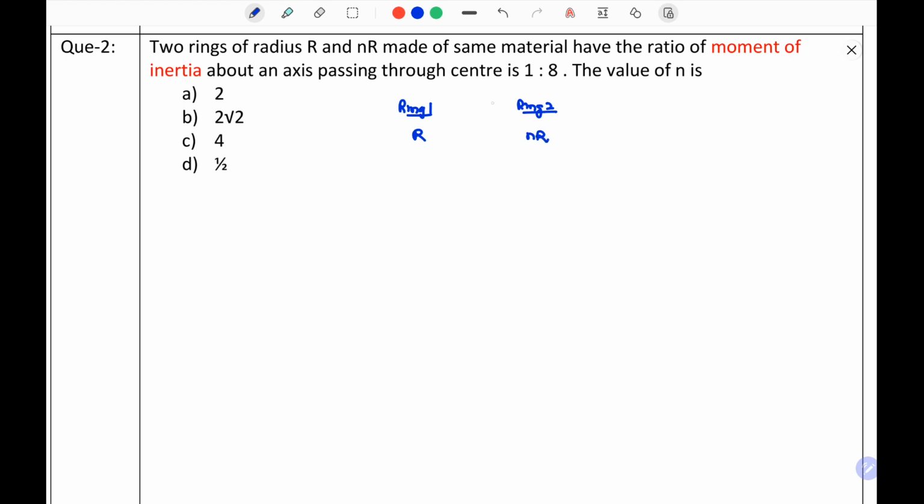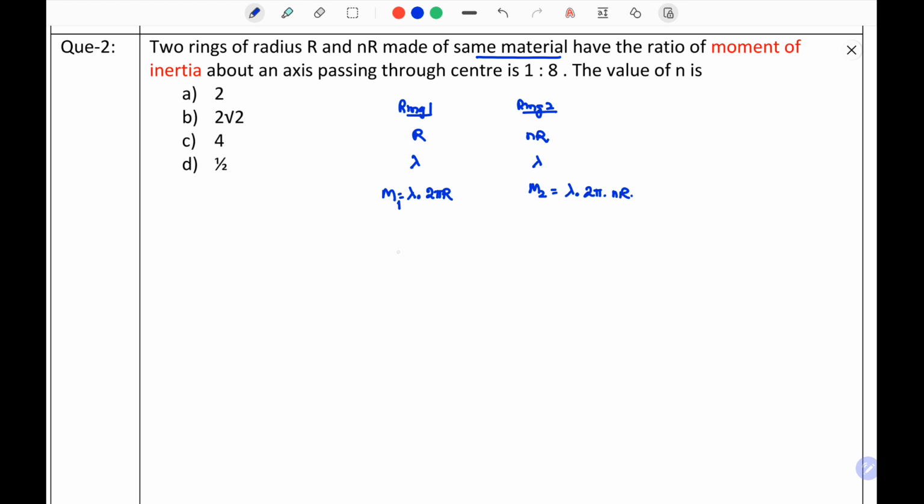They have the same material, so their linear mass density lambda is the same. Because mass is distributed along the circumference of the ring, we can write mass is linear mass density lambda into length, that will be equal to circumference, so it is 2 pi r. This is the mass for ring 1, and mass for ring 2 will be equal to linear mass density into circumference, that is 2 pi into nr.